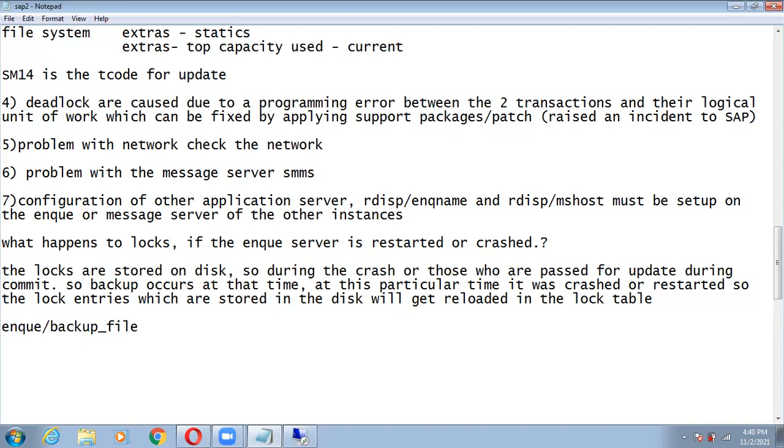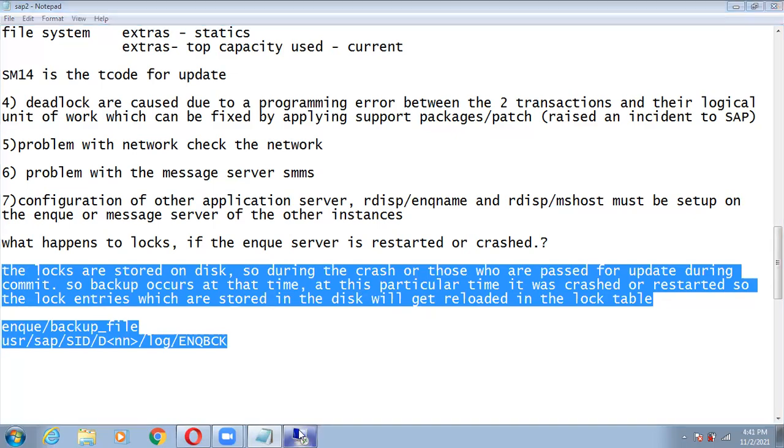So what is the path? This backup file will be stored in /usr/sap/SID, then D followed by the instance number, log/enq/bck. So this is the path. If in the interview someone asks this question, you need to answer like this.